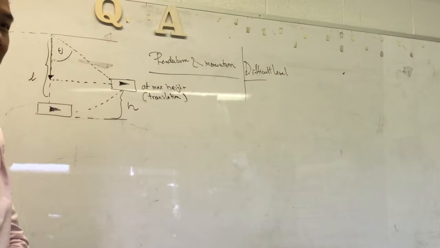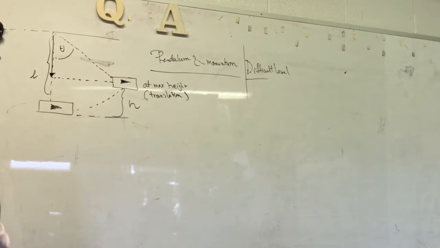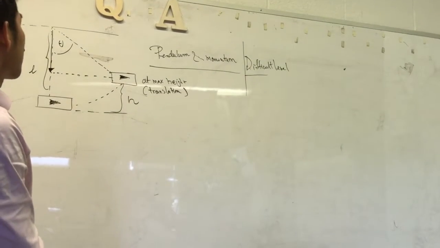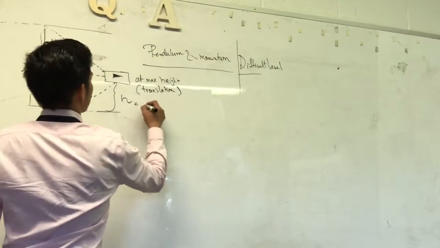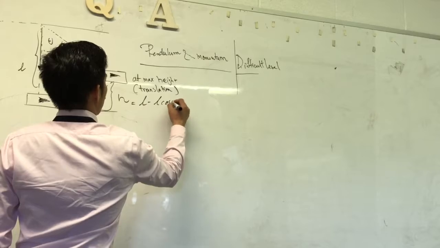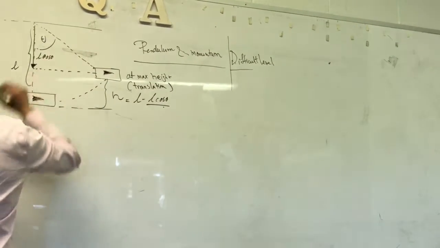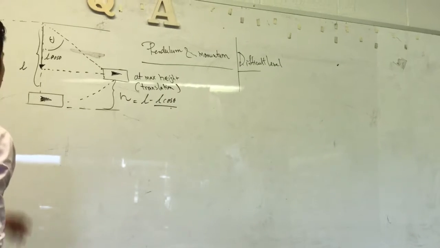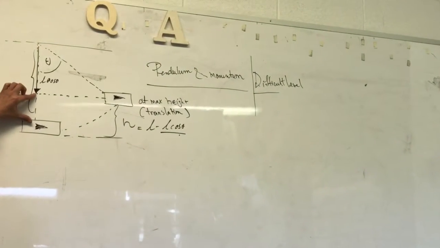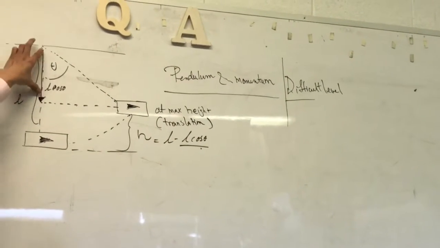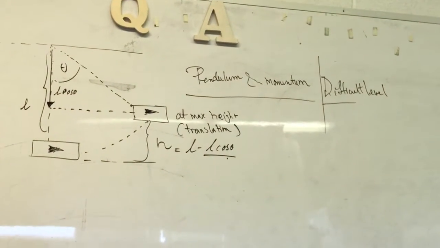So you want to find the height? Yeah, I want to find the height. You do the length minus the length times cosine, because this part right here is length times cosine, and that one is the sine. You want to figure out the difference, which means it's the whole thing, subtract that. That will give you the height.